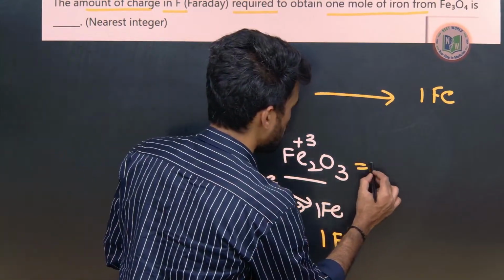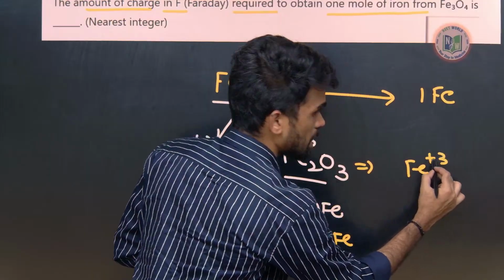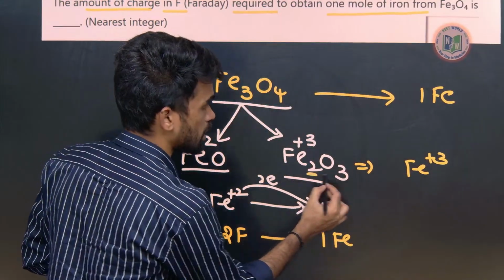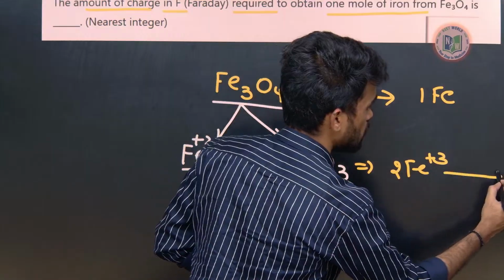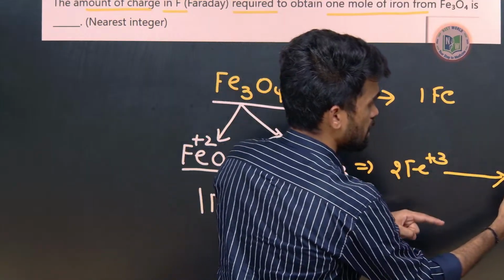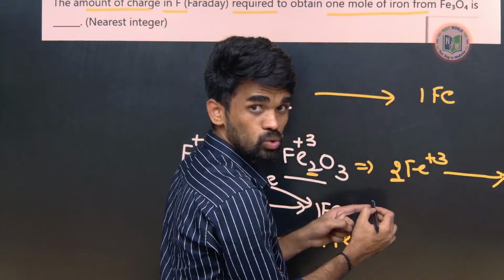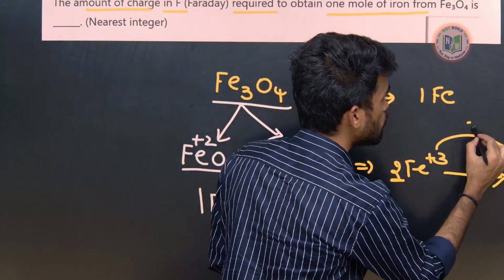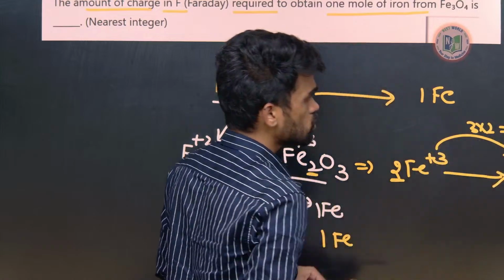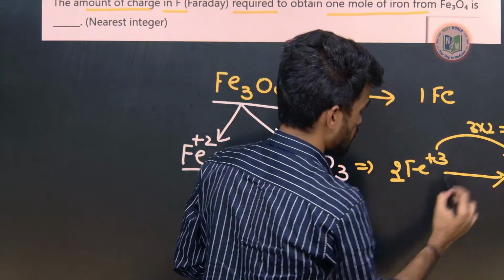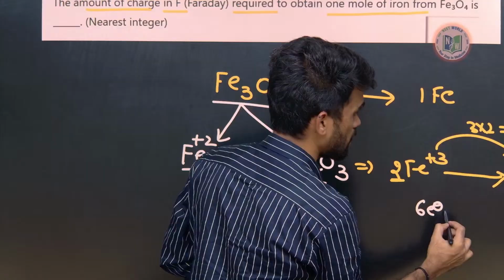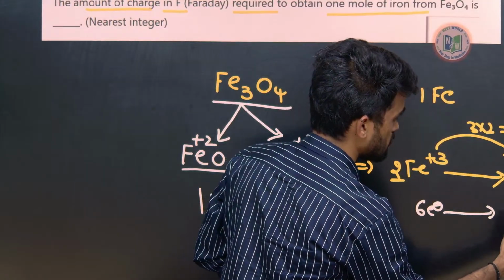Similarly from here, +3 ions are there. How many are there? 2 are there now. So 2 Fe+3 are there. For 1 iron, 3 electrons are needed from +3 to 0. So 2 are there now, so 3 into 2. Totally 6 electrons are required for deposition of 2 irons from here.